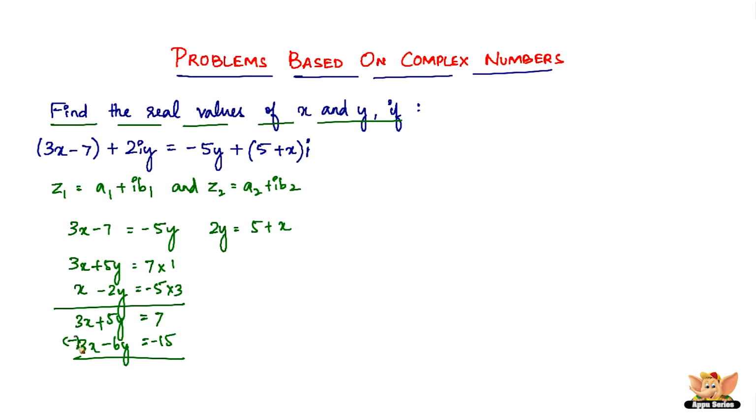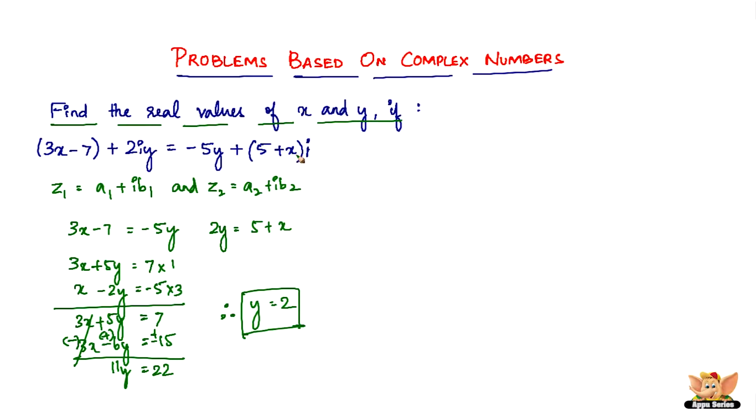So changing the sign, subtract it. You have 3x getting cancelled. Change the sign, you have 11y, and change the sign, you have 22. So therefore, you have y equals 22 divided by 11, which is equal to 2. So we found the value of y.